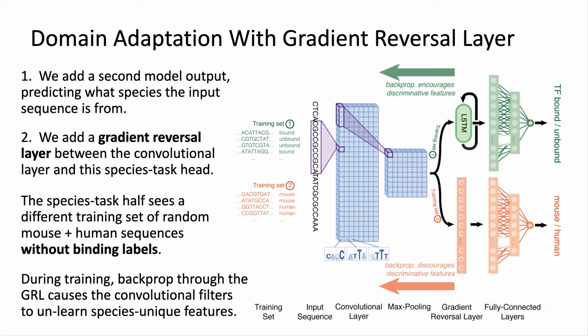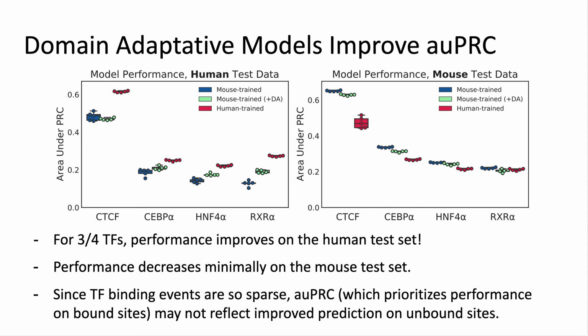And so the goal with this is that as this trains, the model specifically unlearns any sequence features in the convolutional filters that could discriminate between human and mouse sequences, including, notably, ALUs. So how well does this work? Well, if we repeat our procedure as before, training our mouse models with domain adaptation, as shown in green on these plots, what you can see is for 3 out of our 4 TFs, we do indeed see that there's a performance improvement according to AUPRC.